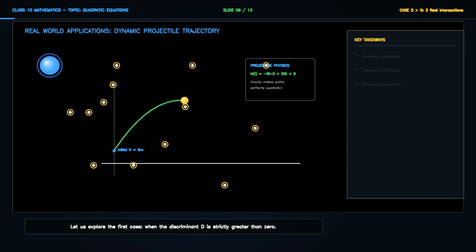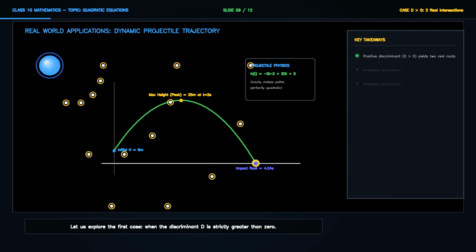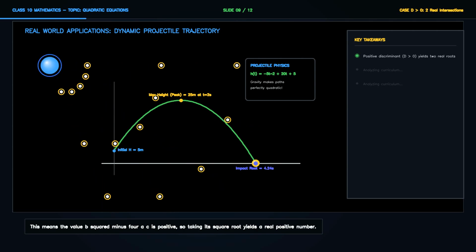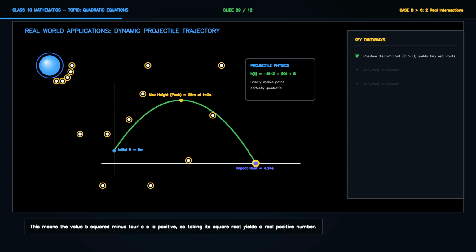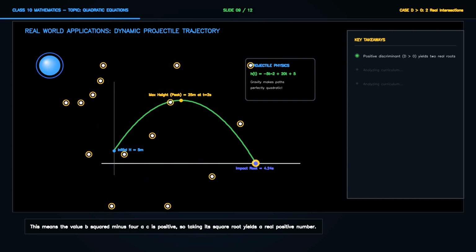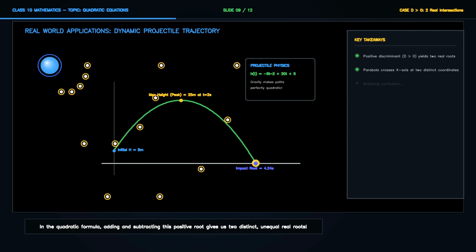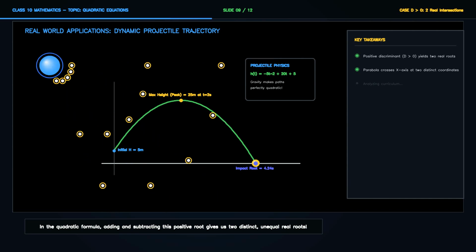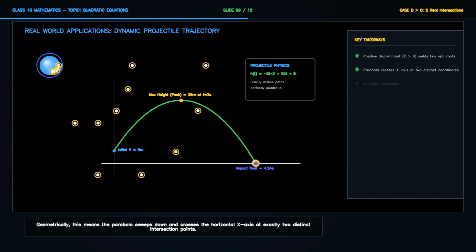Let us explore the first case, when the discriminant D is strictly greater than 0. This means the value b squared minus 4ac is positive, so taking its square root yields a real positive number. In the quadratic formula, adding and subtracting this positive root gives us two distinct, unequal real roots. Geometrically, this means the parabola sweeps down and crosses the horizontal x-axis at exactly two distinct intersection points.